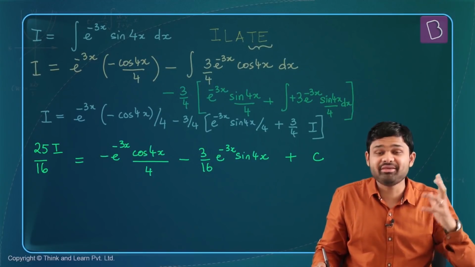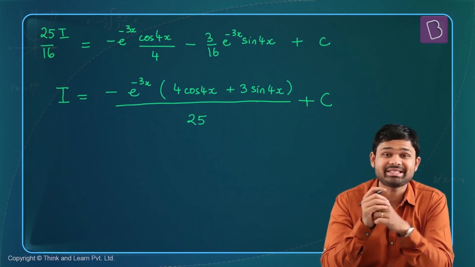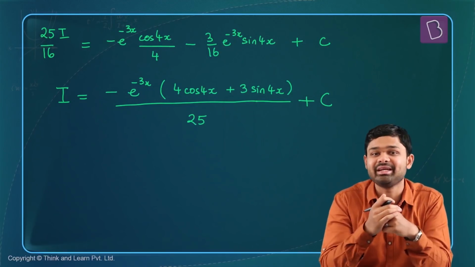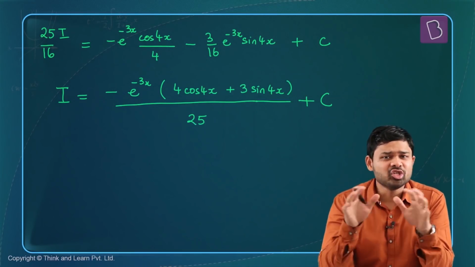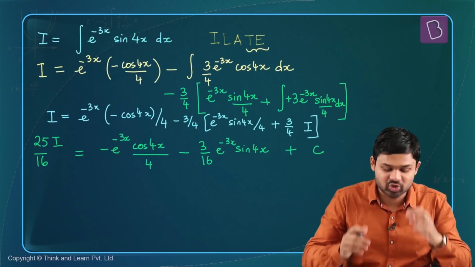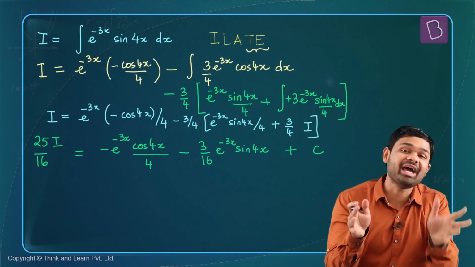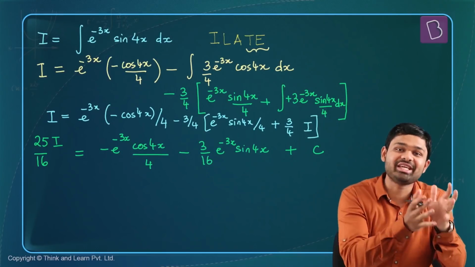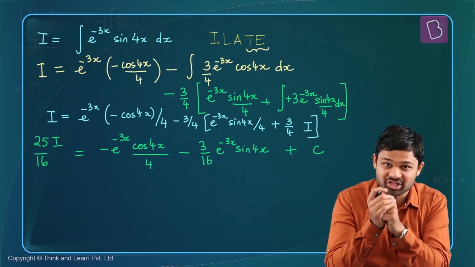But of course, we just need the value of I, so you have to divide throughout by 25 by 16 and taking common factors or LCM on the right hand side and doing all the mathematical manipulation, you will arrive at this answer. So the final steps are just mathematical manipulation. The beautiful part of this question is the fact that your I will have an I inside it. Whatever you have to integrate, you will actually get that integral again. And then all that you need to do is a little bit of algebra.